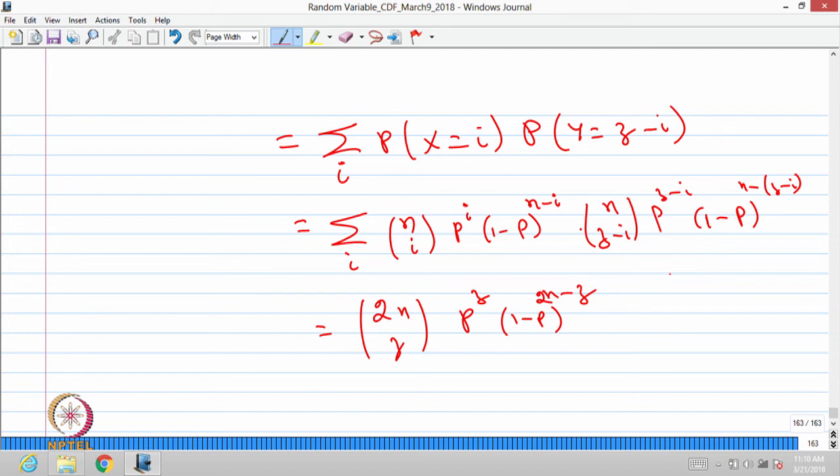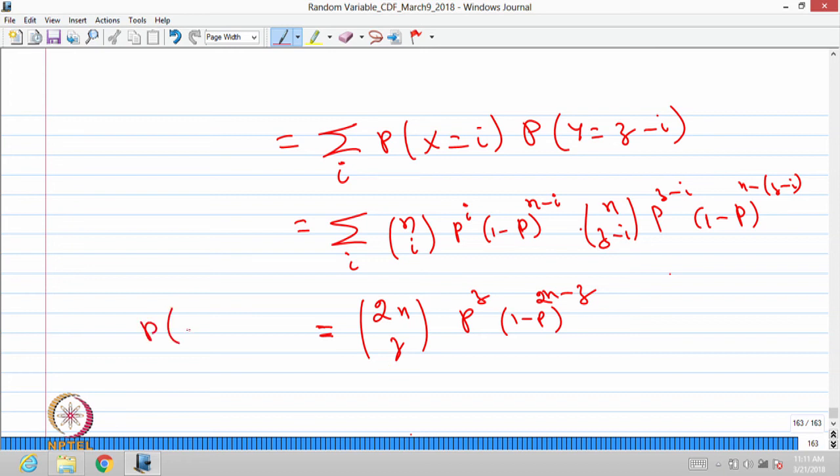The way I said p power i, p power z minus i, that is killed, you will get p power z. Similarly, 1 minus p power n minus z minus i, if you simplify, you will get 1 minus p power 2n minus z. The only thing is the summation over i of nCi multiplied with nC z minus i, that is the same as 2nCz. That is the result which we are using, the summation of nCi multiplied with nC z minus i is the same as 2nCz.